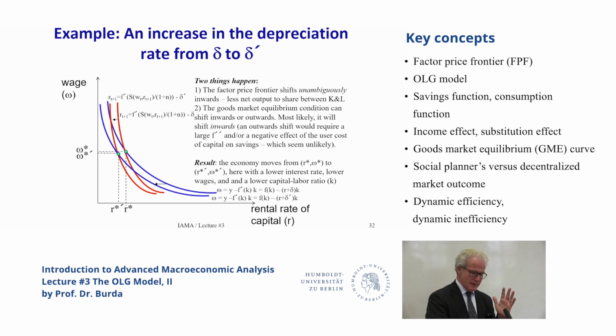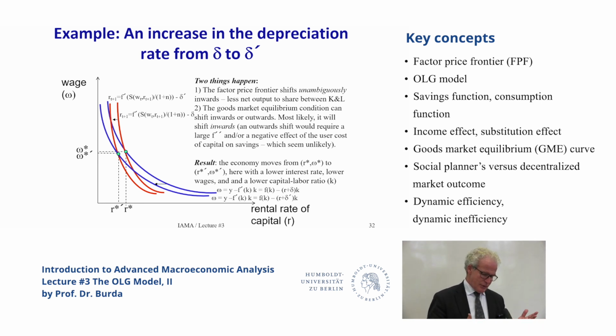The factor price frontier will be shifted inward because you can't afford to pay the wages given the rate of return on capital. You can't afford the rate of return on capital given the wages because there's less to pass out. There's less to pay in terms of factor rewards. So the blue line shifts inward. And the second one is that the goods market equilibrium will shift inwards as well. Okay? It will shift inwards because of the negative effect the user cost of capital will have on savings, because it's less worth saving, so you're going to save less. Right? So both curves shift inward, and you can see what happens.